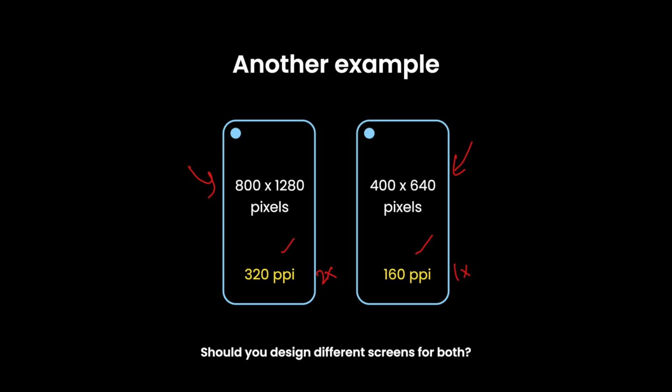Now pause this video and write your answers below. Let's quickly see how it is. If we change them into DP terms, you would see that both of them turn out to be 400 by 640 dp, which means these two are exactly the same size. So you don't have to design two different screens, your same screen will scale in both scenarios.